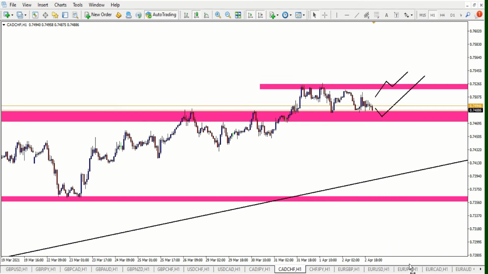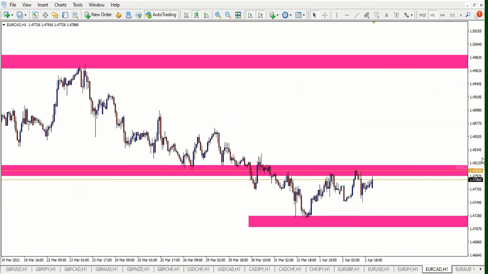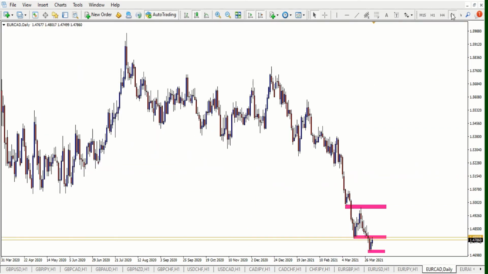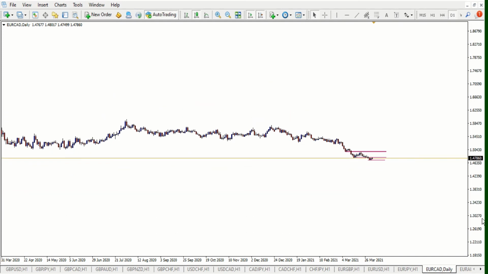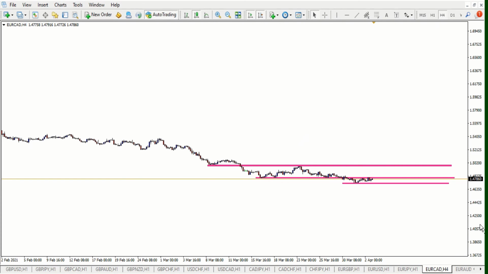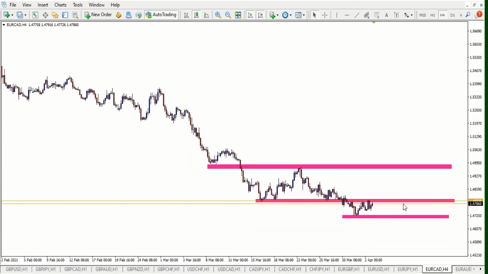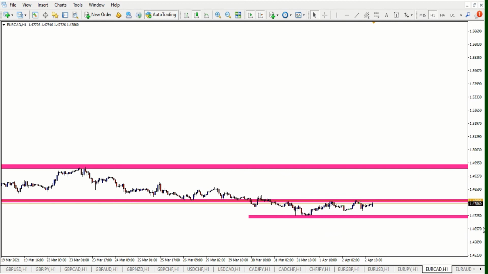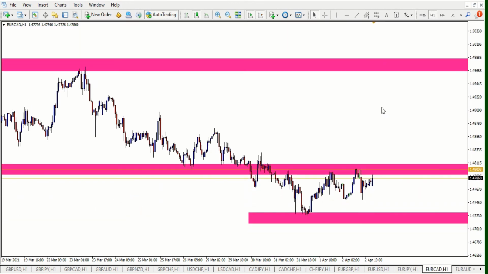So the next pair is going to be the Euro CAD. Okay, so let's go to the daily. We're in a clear downtrend with the Euro CAD. Okay, in the 4-hour zone, we've marked out our key support resistance levels. So we see that we are now approaching a resistance. We are in a downtrend, we're looking for a sell bias. So what I'm expecting is for the market to move up, hit that resistance, and continue its way back down.